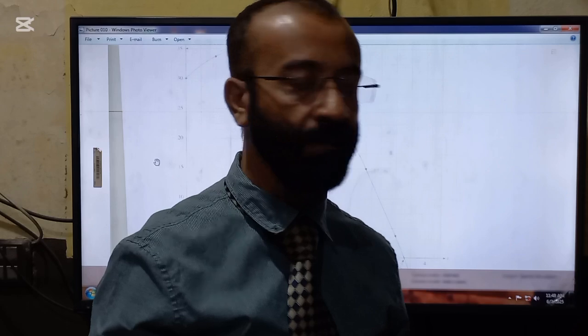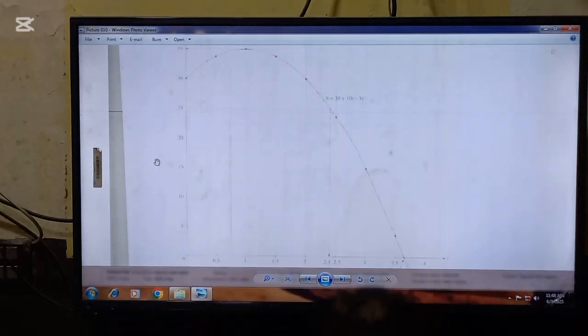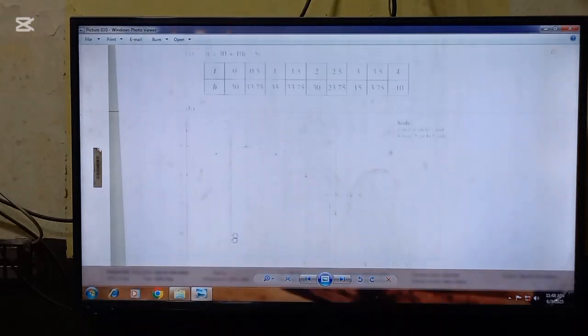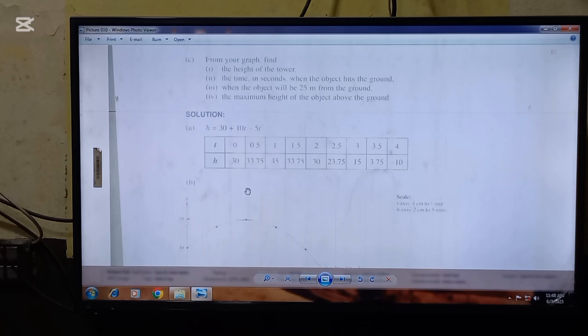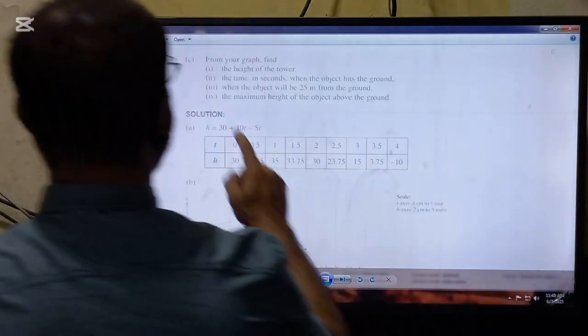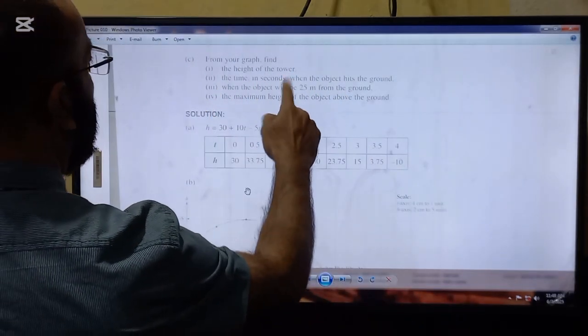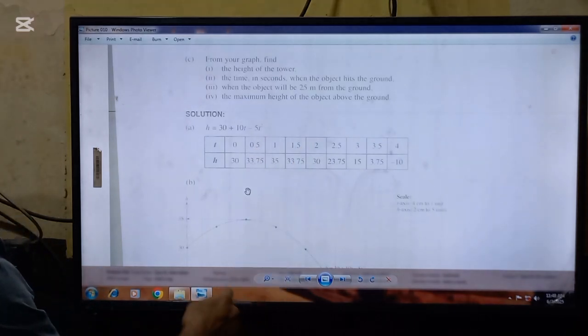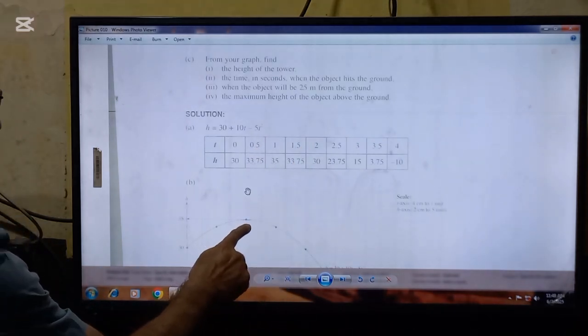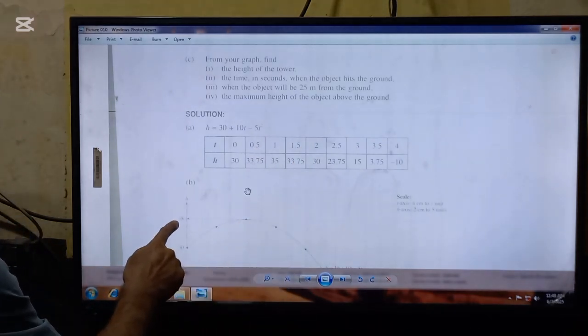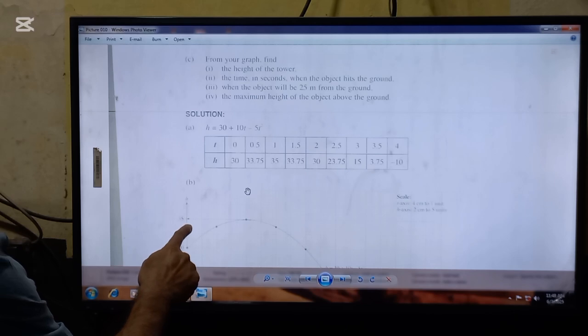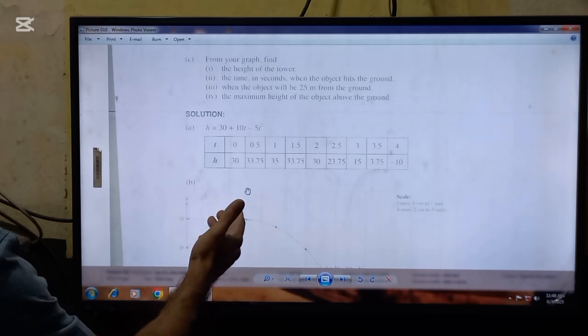So when the graph is done, now we can find all the requirements which were given. So look now, what were the requirements? The requirement is, from your graph, find the height of the tower. So the height of the tower is the requirement. So this is the maximum point. That will be the height of the tower, that is 35 meters, or whatever the unit used in the question.